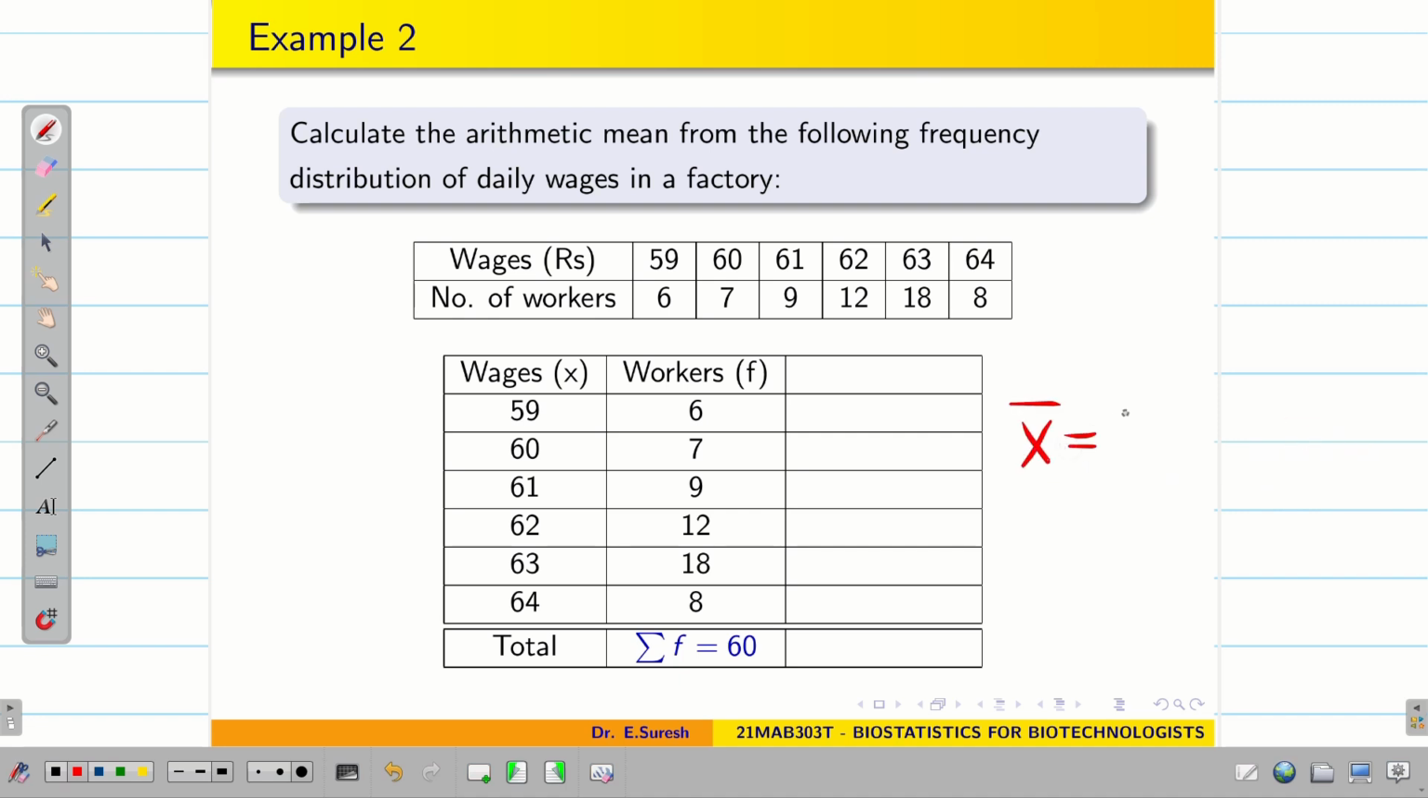We know that to find the average, we need summation Fx divided by summation F. Summation F we already found. So we need to find Fx. Now we have to multiply this X with F and write the data here. Once it is done, add all the data, we get summation Fx. Now this problem is very simple, small 2-digit integers.